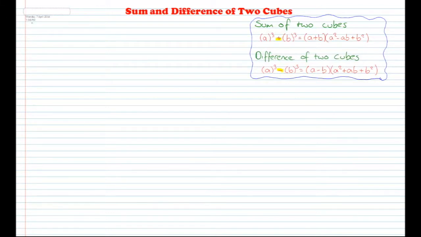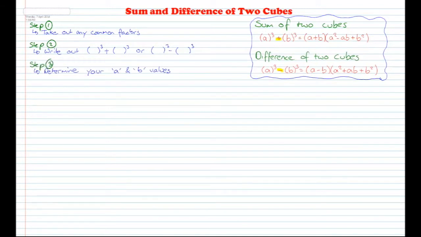Alright, so we've got step number 1, take out any common factors. Step number 2, write out brackets cubed plus brackets cubed, or brackets cubed minus brackets cubed, depending on what you've been given. Step number 3, determine your a and b values, that is, what needs to go into the brackets here, here, or here and here. And step number 4 is to substitute your a and b values into one of the appropriate formulas, that is either the sum of two cubes or the difference of two cubes, depending on what you've got.